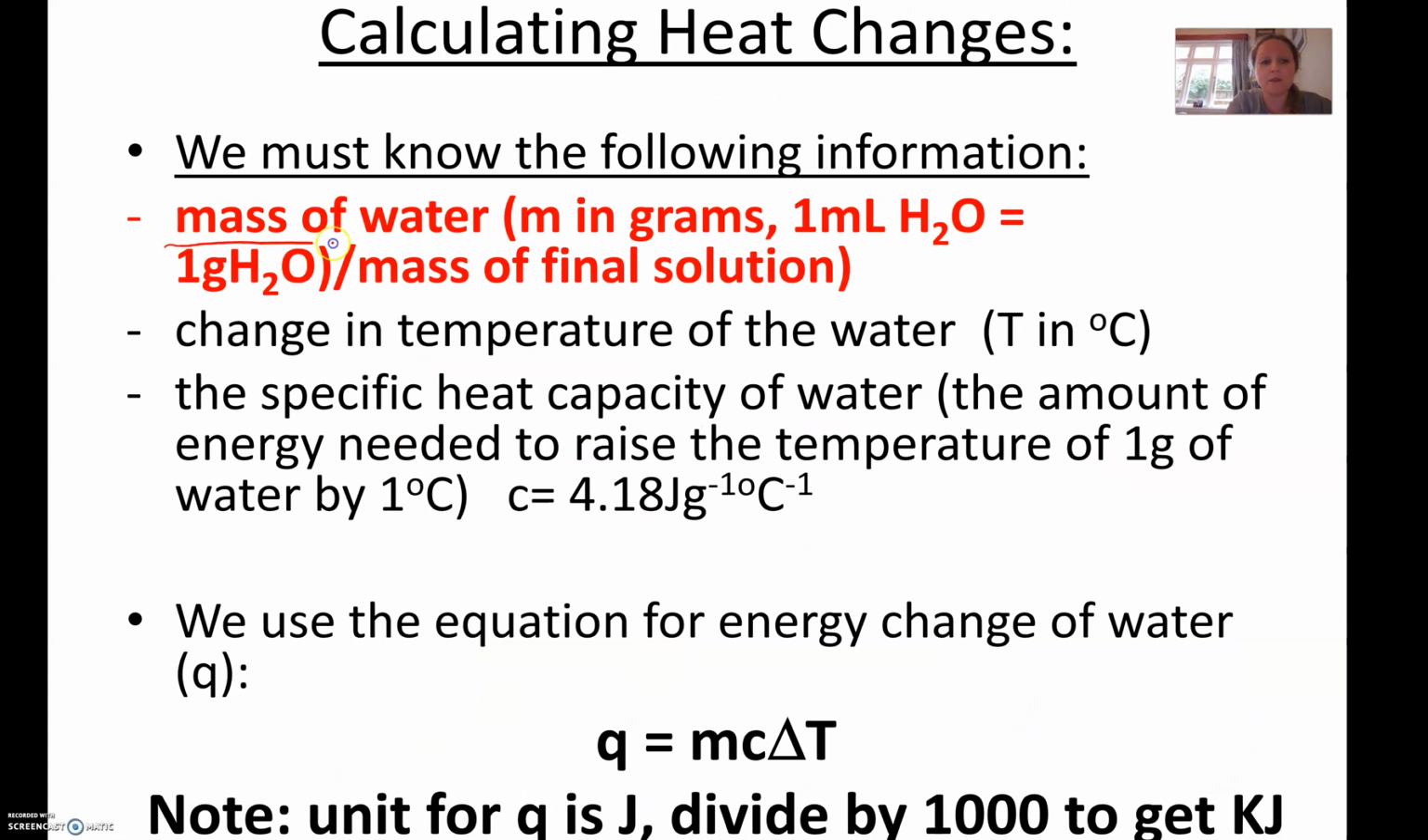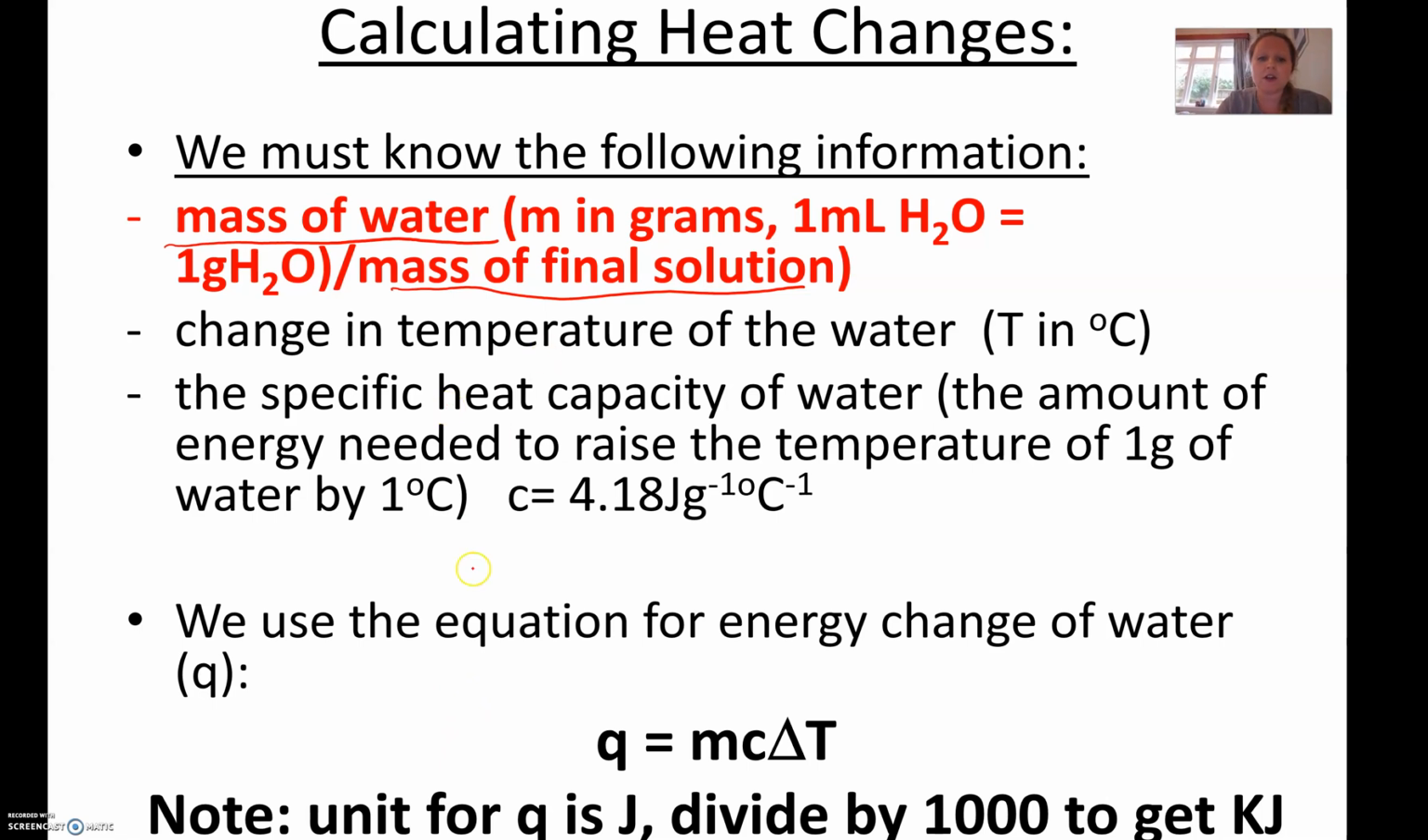We need to know the mass of the water in grams. Now some of you will be aware, I hope all of you, that 1 ml of water weighs 1 gram. Okay, now some of the questions lately in your exams have been talking about the mass of the final solution. So it's either the mass of the water or the mass of the final solution. Okay, so bear that in mind, and I'll keep repeating that as we go through.